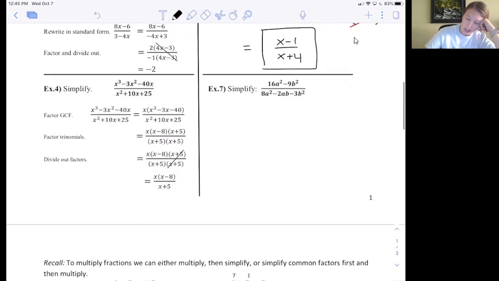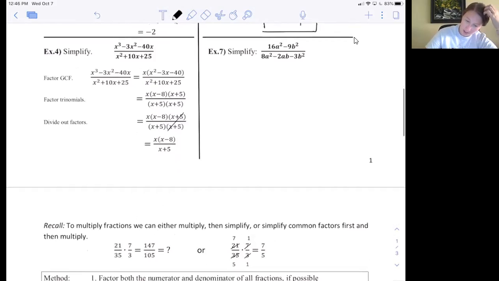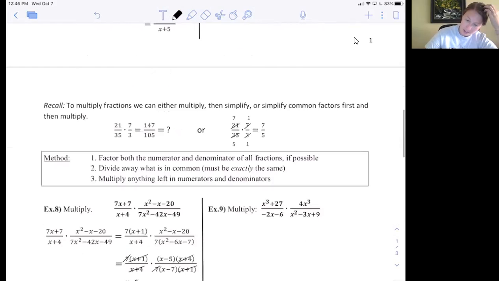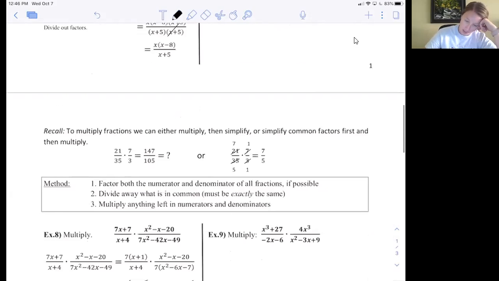Okay, and then this one, example 7, you're going to do the same type of thing. That one, like this bottom one, might be a little more complicated where you may need to plug it in. This one is just the difference of squares.